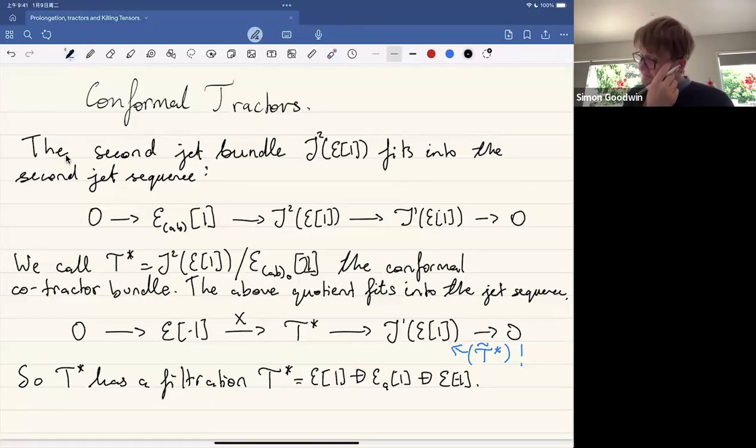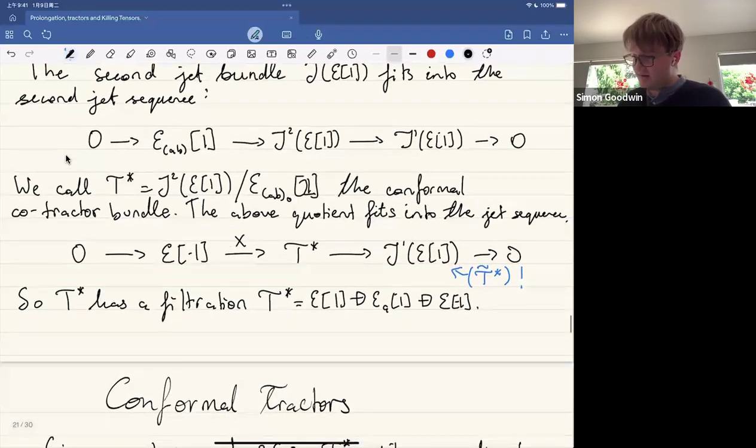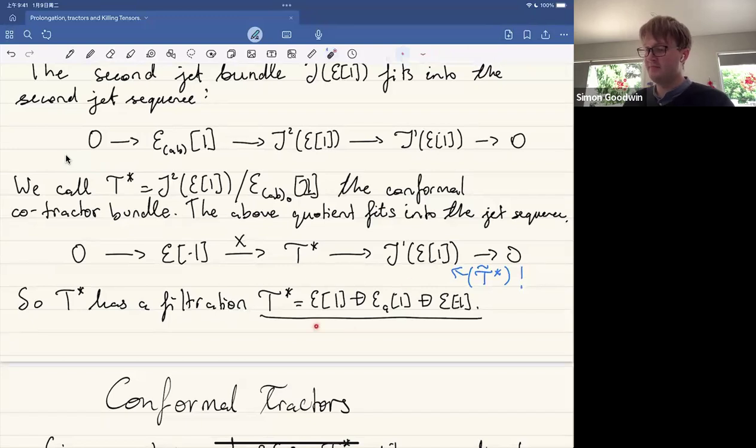But anyway, the important thing here is that this gives us a full trace of our tractor bundle in terms of now 3 subbundles. In the projective case, it was kind of obvious. We just had this bit on the left, but now we've got an extra part.